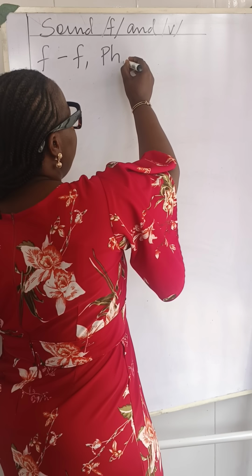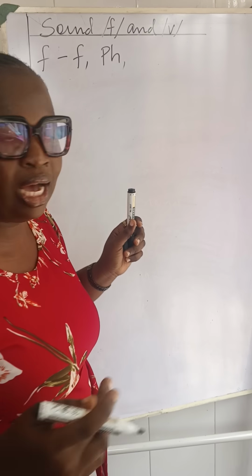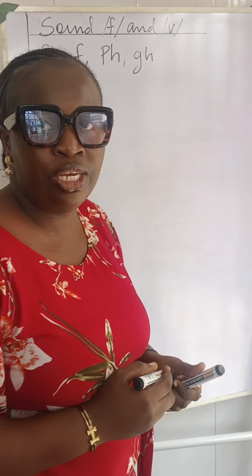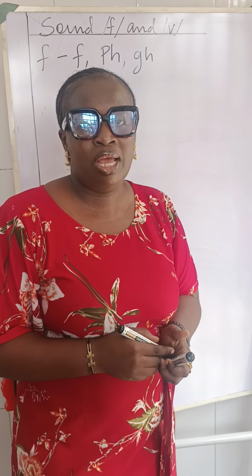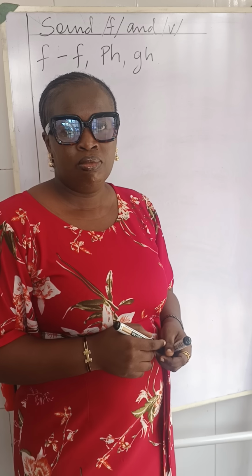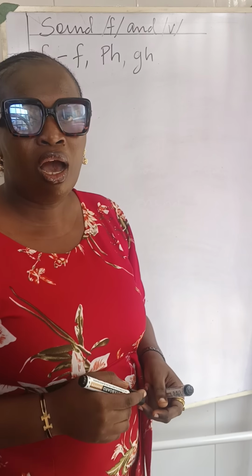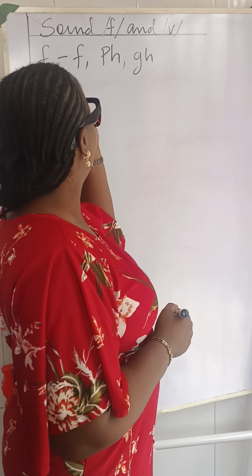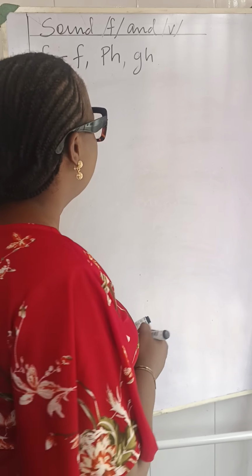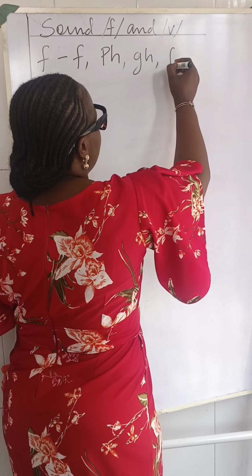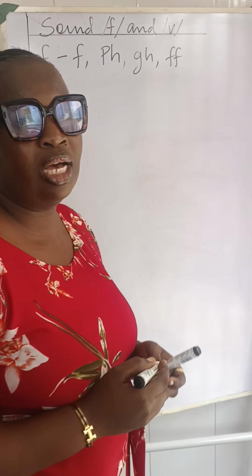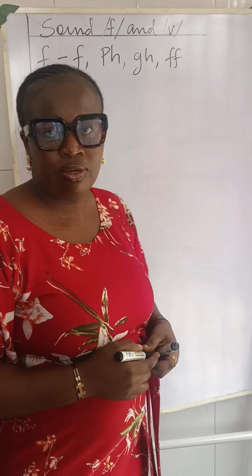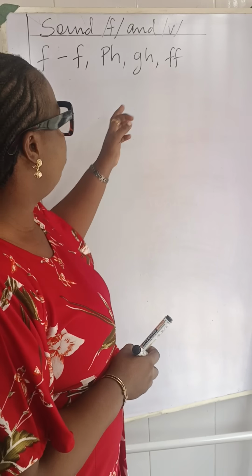We can see it at the end of words that have GH, like when you say cough, laugh. They also have the f sound. We also have it in FF, words that have double F, like office, offer. That is how you see it.